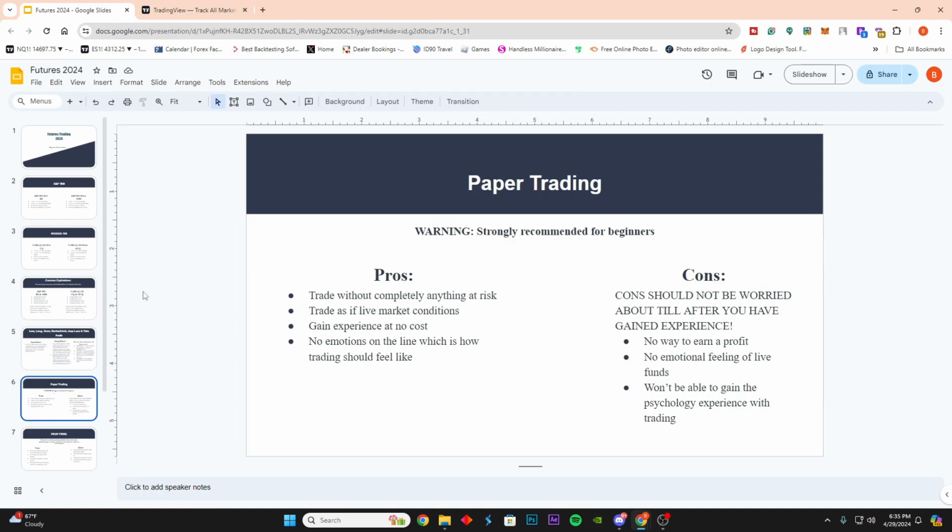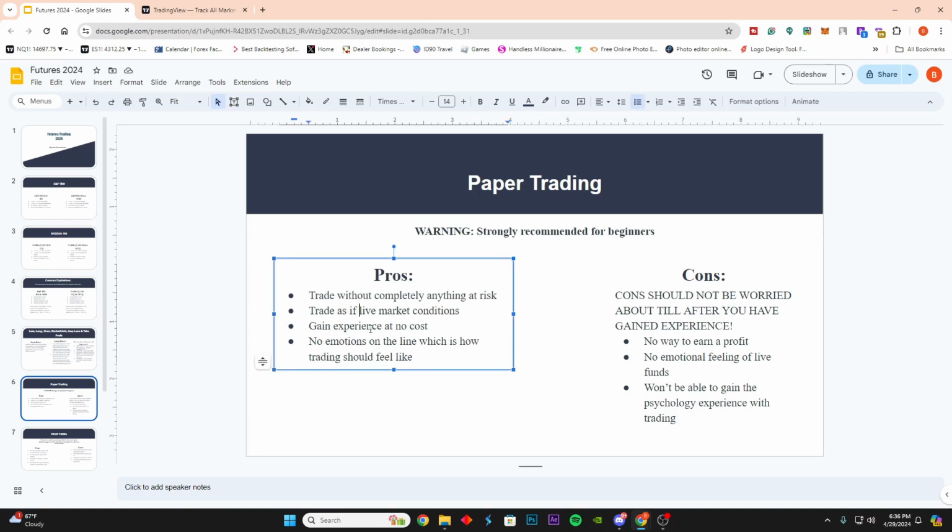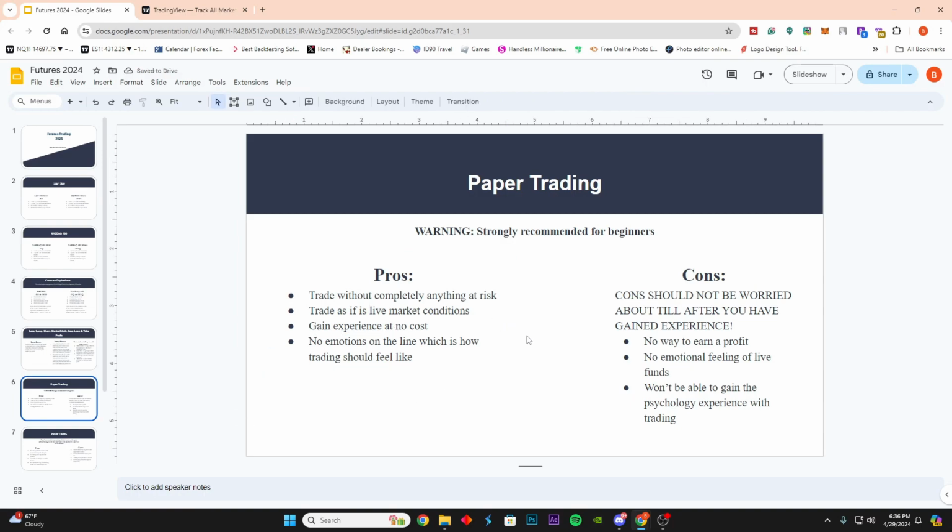Paper trading. This is more for the beginners, and again, none of this is financial advice, but it is strongly recommended for beginners. The pros of paper trading: you trade without anything at risk. You can trade as if it is live market conditions. You're gaining experience at no cost to you, and you are able to learn how to trade without the emotions of live money on the line.